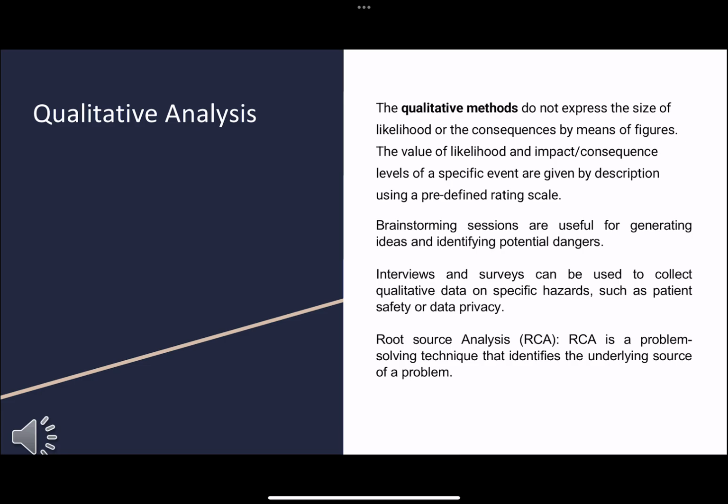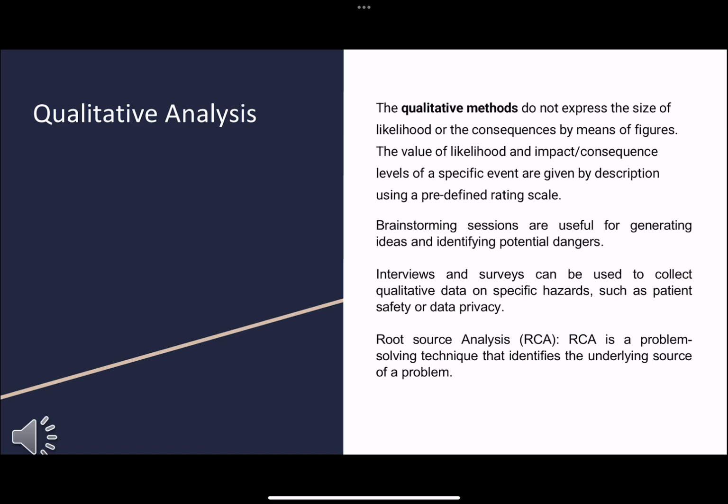Moving on to the next slide. The next method is the qualitative analysis. The qualitative method does not express the size of likelihood or the consequences by means of figures. The value of likelihood and the consequences level of a specific event are given by description using a predefined rating scale.